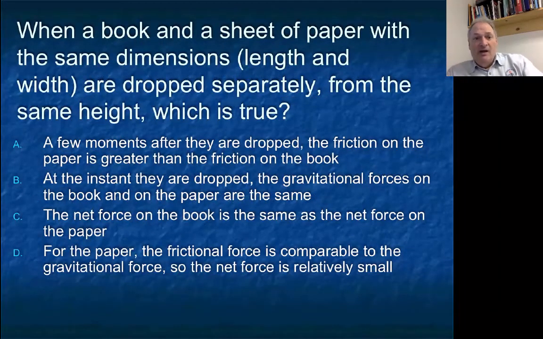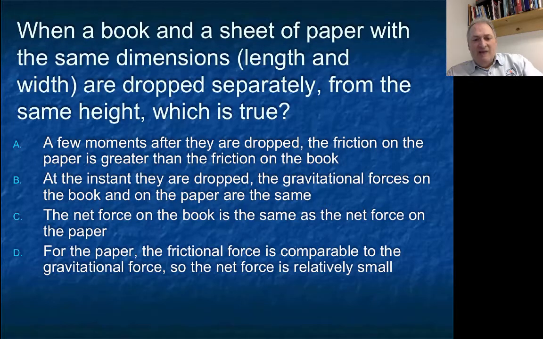Here's another one. When a book and a sheet of paper with the same dimensions, that is length and width, are dropped separately from the same height, which is true? We actually did this demonstration in class. Go ahead and answer this. Okay, I hope you've had a chance to answer it. Let's analyze each of the answers and decide which is correct.